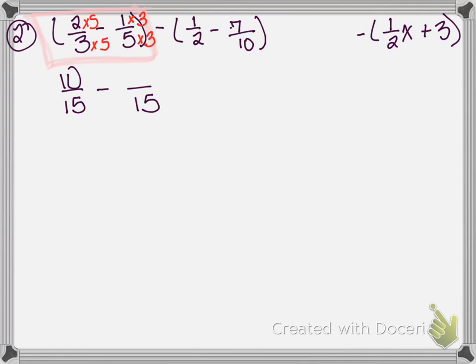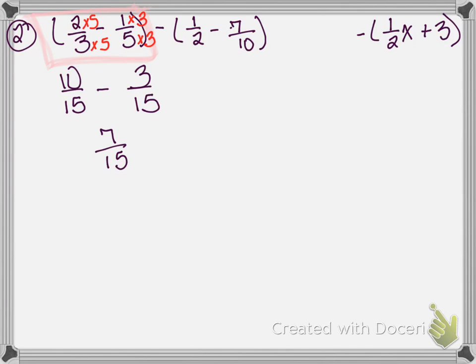Okay? So my common denominator is 15. My equivalent fractions are 10 over 15 minus 3 over 15. Okay? 10 over 15 minus 3 over 15 is 7 over 15.